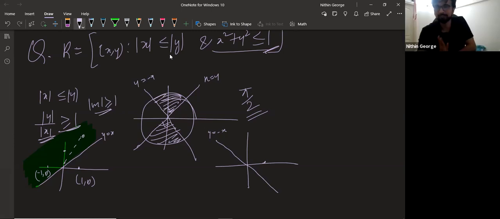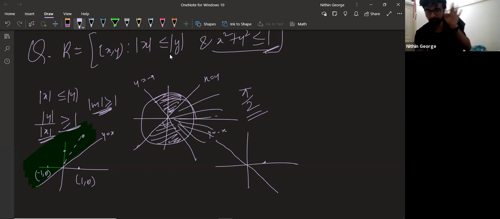What are the points that satisfy this? That's the easiest way to think about it. Okay. So slope is greater than or equal to 1 means it can't be here. It cannot be there. And here, mod of slope is greater than or equal to 1 means it cannot be here also. That negative version will also be deleted.